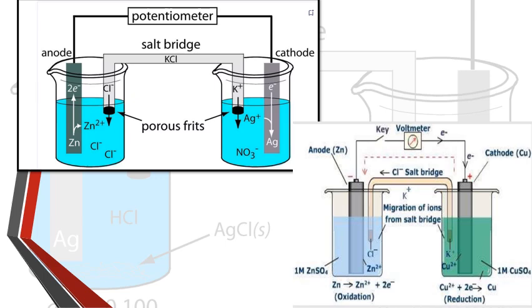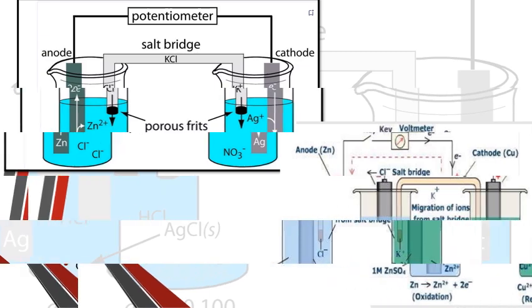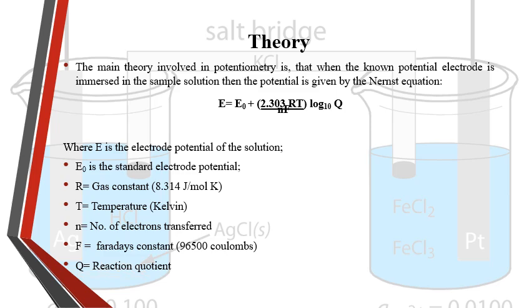In this diagram, you can see the potentiometer, the cations and the anions, the salt bridge, the solution, the oxidation, the reduction, and the migration of ions from the salt bridge also. The theory described relates to the fundamental principle of potentiometry, which involves measuring the potential of the electrochemical cell to determine the concentration of analyte in a solution, as I said earlier.